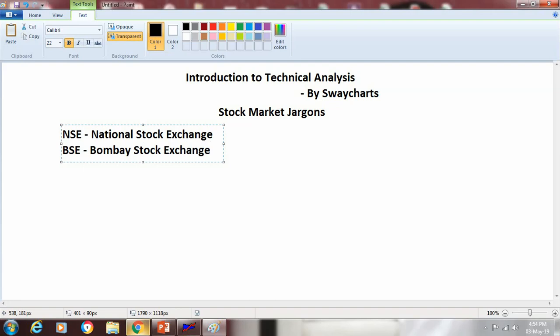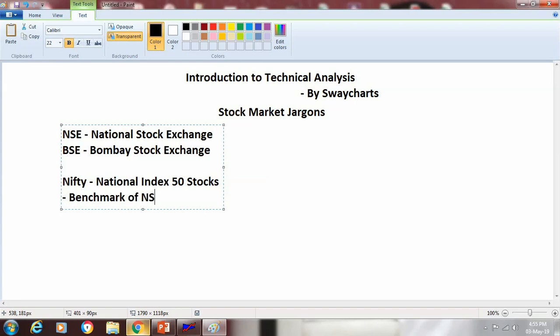right? Now let's see the indexes that we need to understand with respect to each of these exchanges. So Nifty is the index for NSE, so it is what we call National Index 50 stocks. Okay, so that's how the name is, Nifty 50. So this is what it is, National Index of 50 stocks. This is basically the benchmark index of NSE, and it consists of 50 top companies, right?